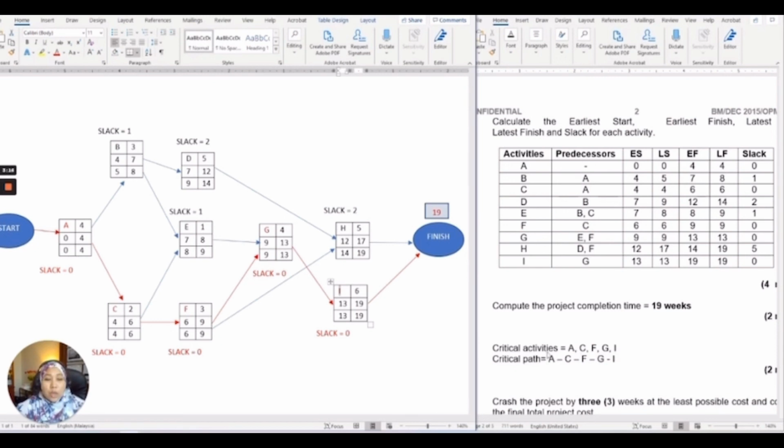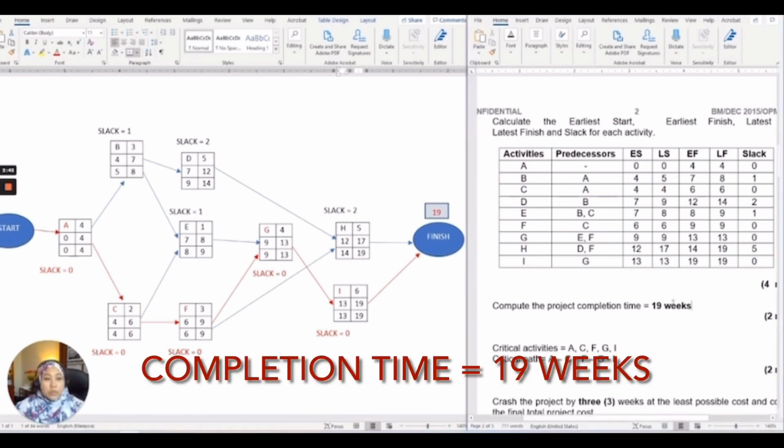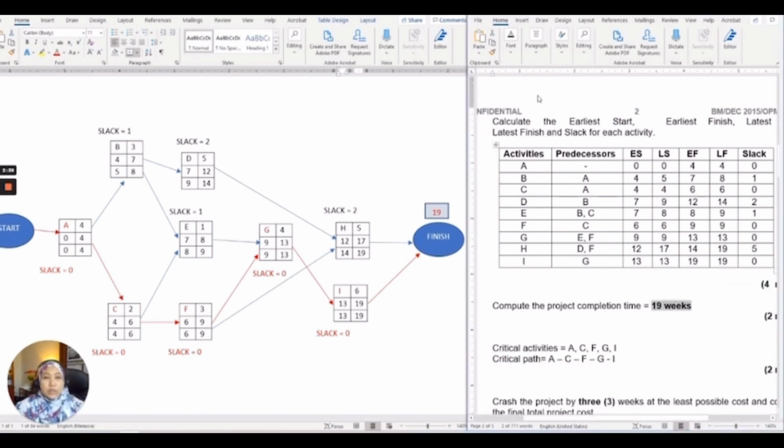So you need to put in both ways. For the critical activities, you only put the list of activities, which is A, C, F, G, I, and for the critical path, you list them and put the arrow, or the dash. So A dash C dash F, G, and I. The completion time for this project is 19 weeks. It depends on the project. If the project is measured by weeks, you need to put the value in weeks, but if the project is measured by months, you need to state the months.